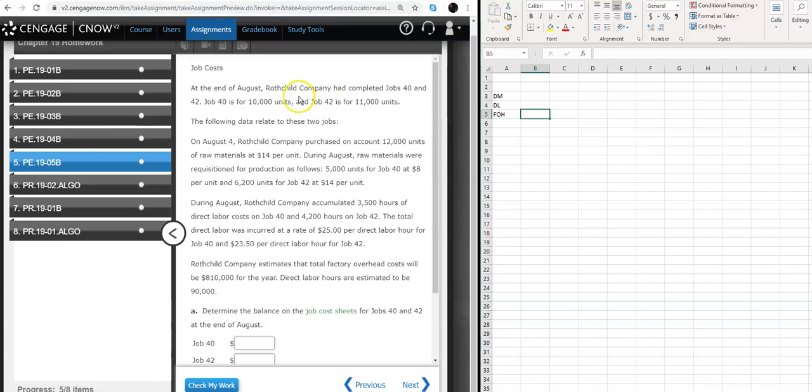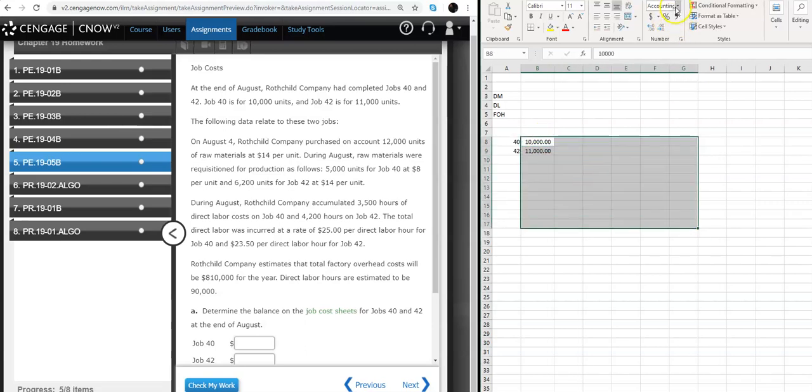So the first thing I'm going to do is look at this, realize that's a lot of words, and I want to break it down. I'm going to label the important parts so that I don't have to look and read all of this. All right, so I'm going to simplify it. It says at the end of August, our company had completed jobs 40 and 42, and job 40 is for 10,000 units of something, and job 42 is 11,000 units. I'm going to put in some commas and take out some decimals so everything is easier to read. All right, so I'm going to label this. This is job, this is units.